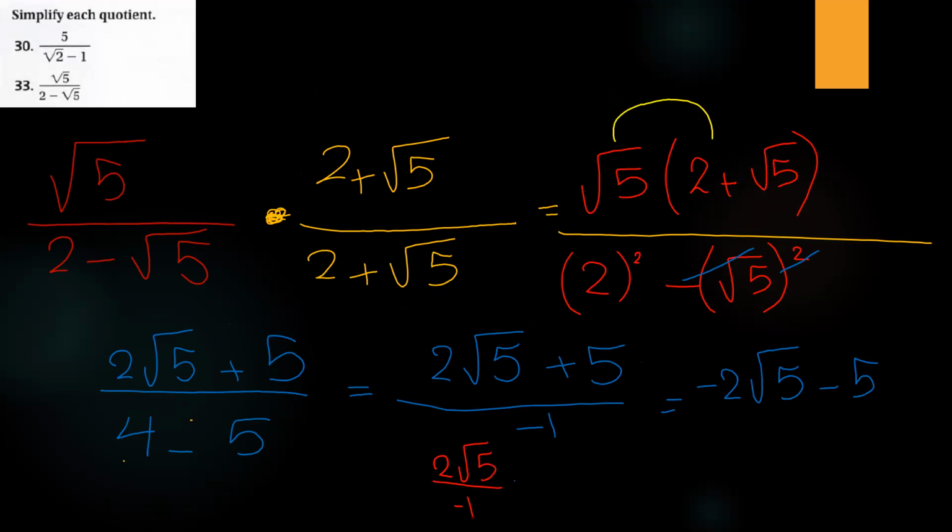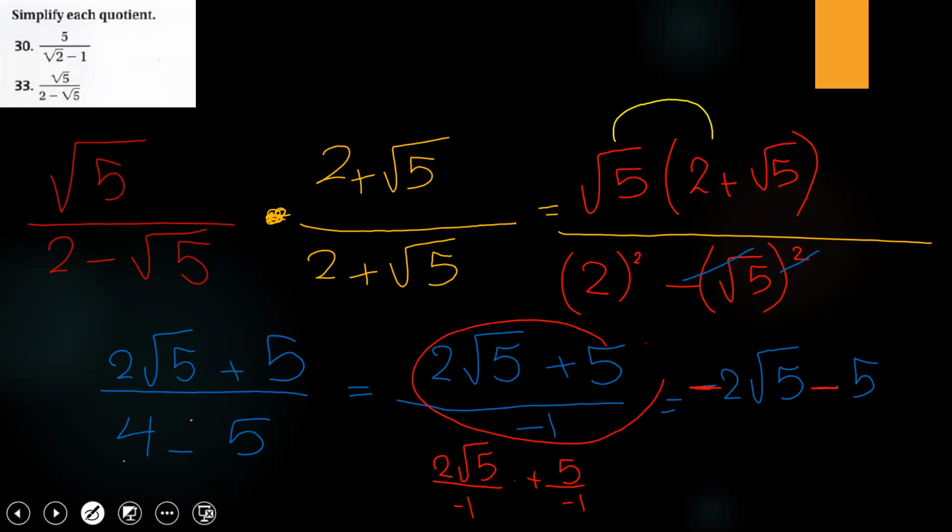the negative 1 into the two terms. 2 square root of 5 over negative 1 will be negative 2 square root of 5. And 5 over negative 1 will be negative 5. But if you keep them like this, it will be accepted. Is it clear now, number 33? Yes, teacher.